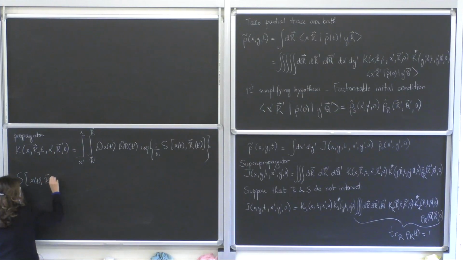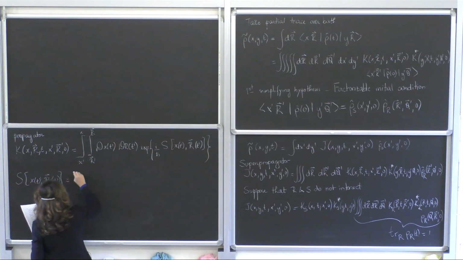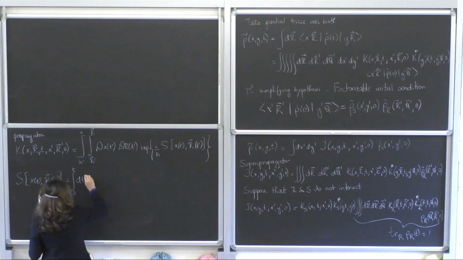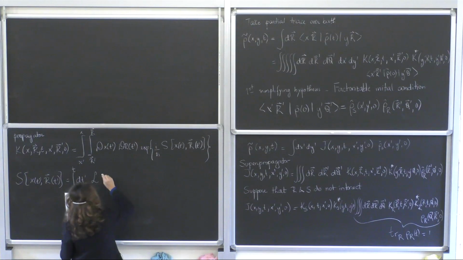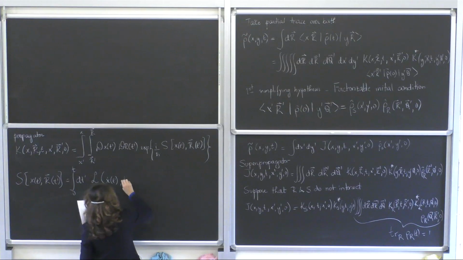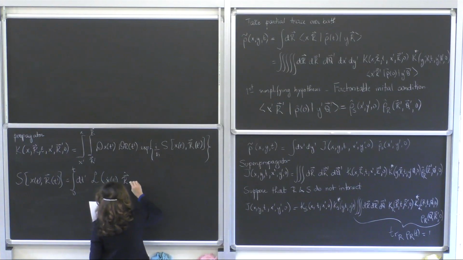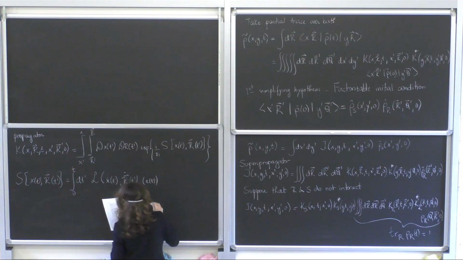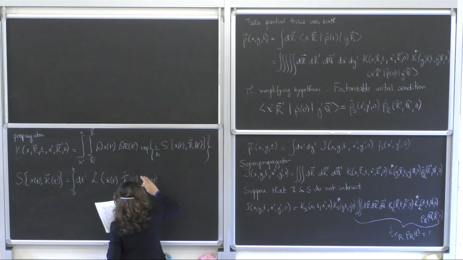where my action, S of x and r, is simply the integral from 0 to t dt prime of my Lagrangian of x dot, r dot, x and r.